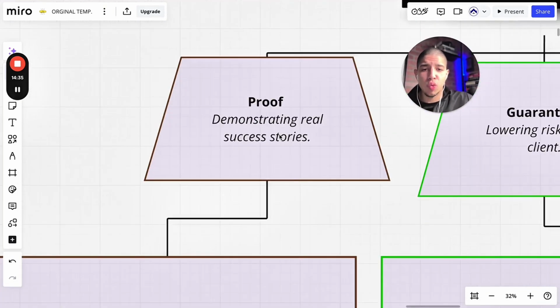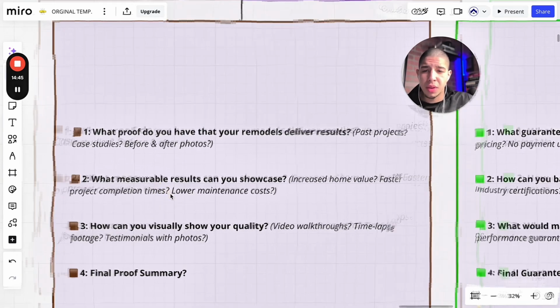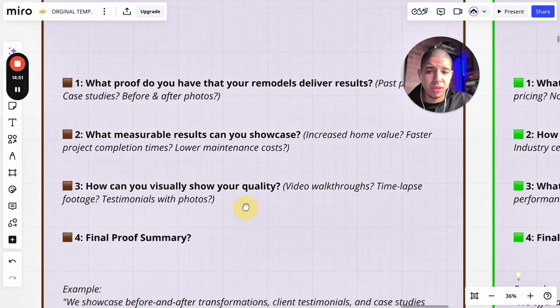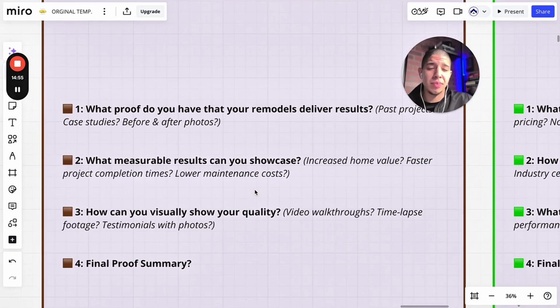Proof, demonstrating real success stories. What proof do you have that your remodels deliver results? Past projects, case studies, before and after photos, all very powerful. What measurable results can you showcase? Increased home value, faster project completion times, lower maintenance costs. Very important. Everybody wants a badass kitchen, but if it's expensive to maintain, it doesn't make sense in the next 8 years, right?